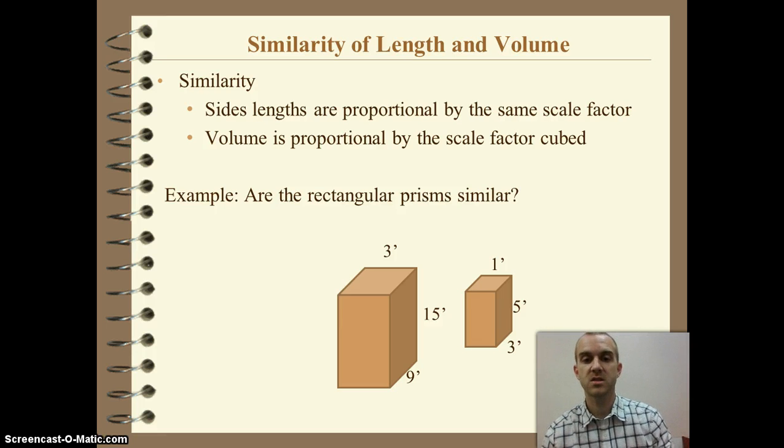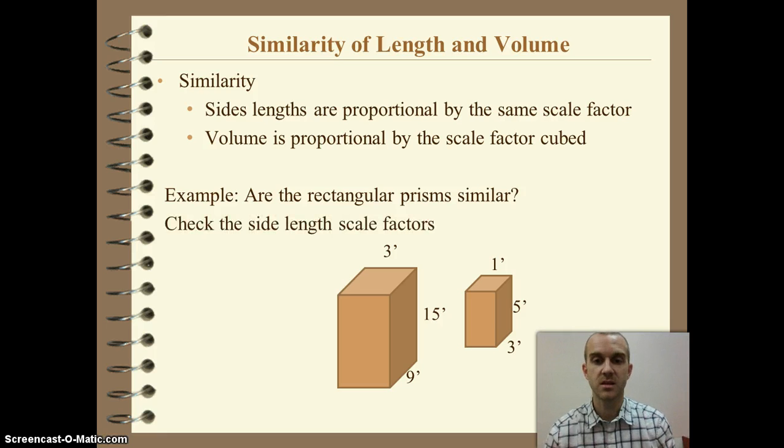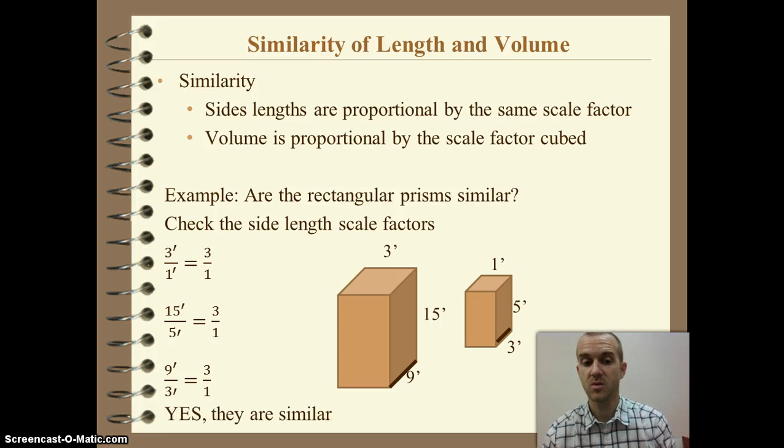Well, I'll do the scale factor of the lengths. So that's 3 to 1. If I look at the 15 compared to the 5, that's a 3 to 1 ratio. And if I want to look at the 9 compared to the 3, that again is a 3 to 1 ratio. So I could say that these two prisms are similar to one another.